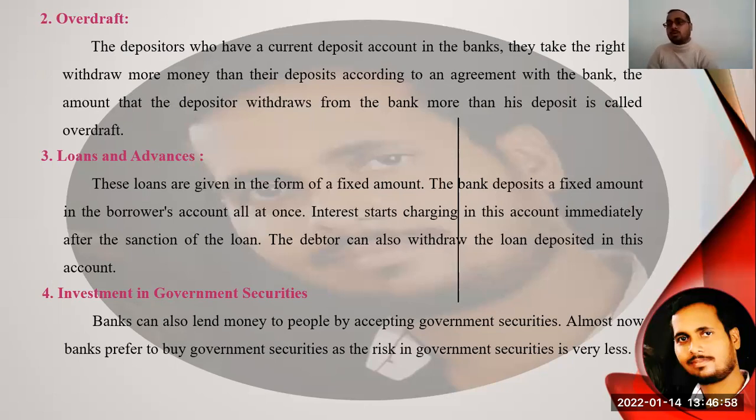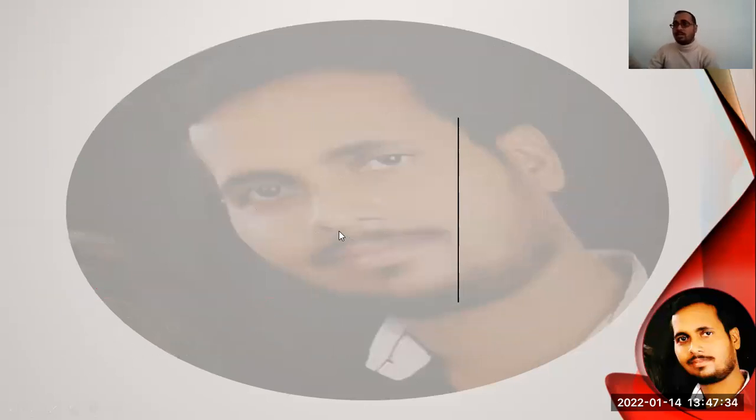loan against that security. So banks can also lend money to people or to their customers by accepting government securities. Banks now prefer to buy government securities, as the risk of government securities is very low, because there is almost no chance of failure or default. So the bank easily accepts these deposits and provides loans to customers against them. So this is the fourth type of loans account provided by the bank, students. This is the primary function of banks for their customers.